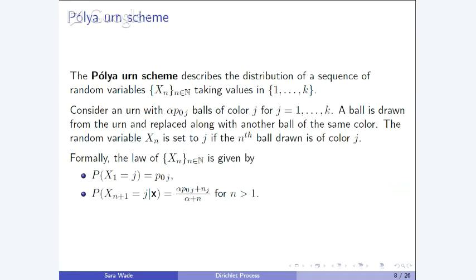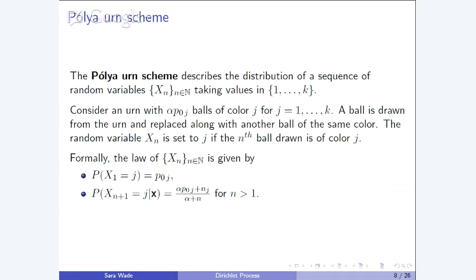So that's alpha p0 j2 plus, we added one more ball of color j2 in this previous step, if j2 is equal to j1. So the indicator that j2 is equal to j1, divided by our total number of balls, which is alpha plus 1, because we added another ball at this stage. And we can keep going.